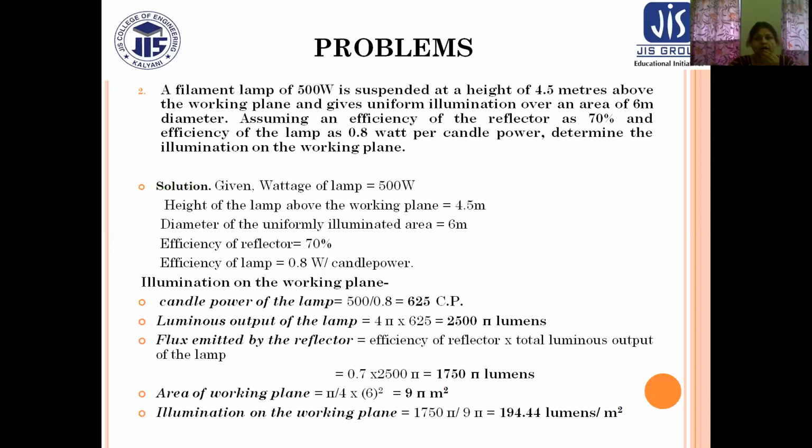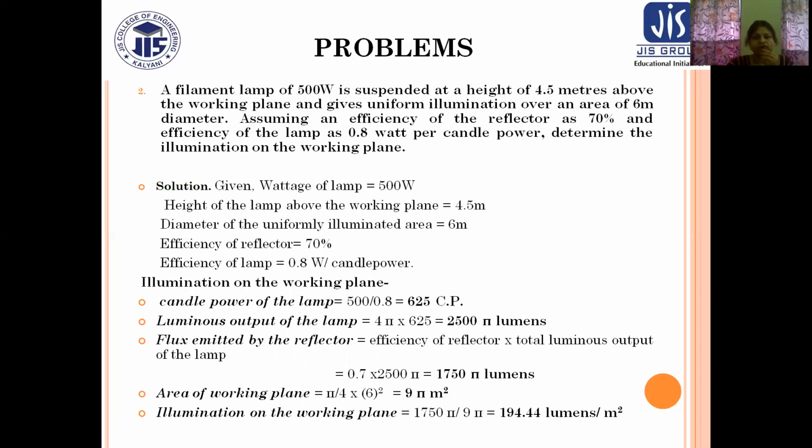Next, problem number 2. A filament lamp of 500 watt is suspended at a height of 4.5 meters above the working plane and gives uniform illumination over an area of 6 meter diameter. Assuming an efficiency of the reflector as 70% and efficiency of the lamp as 0.8 watt per candle power, determine the illumination on the working plane.